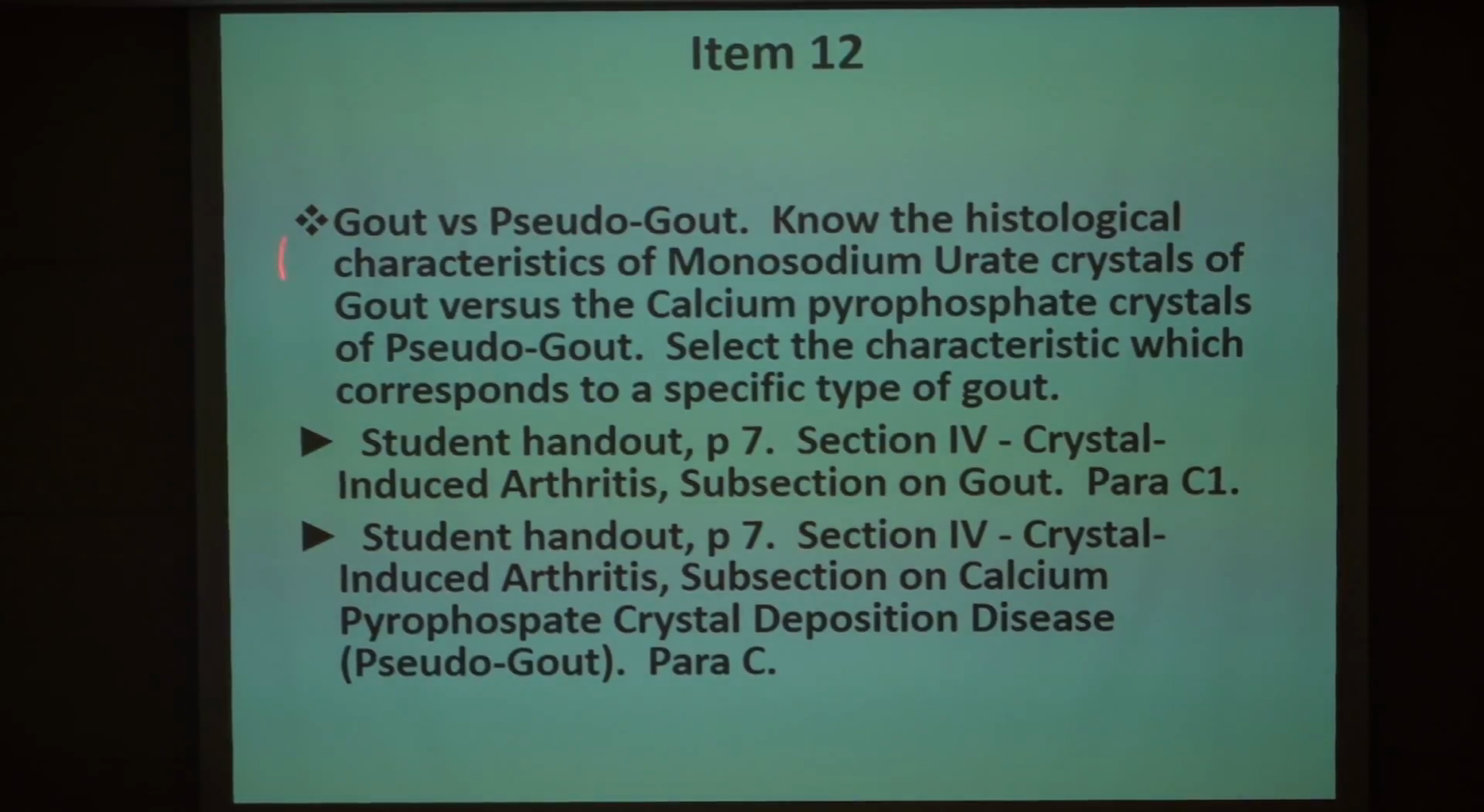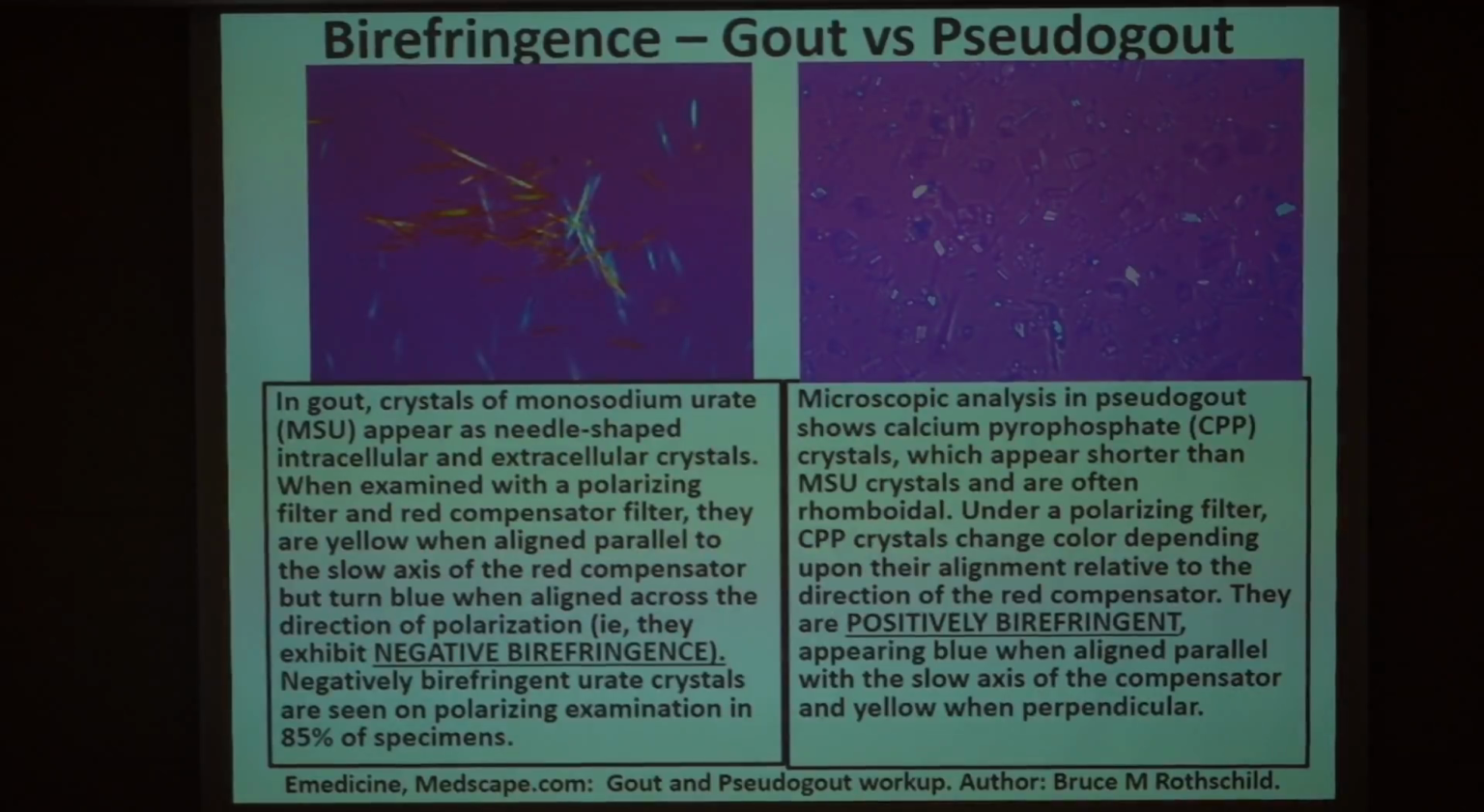Item 12, gout versus pseudogout. The two sections which I gave you here, if you read them, will describe what the crystals in gout are. They're sharp, needle-like, found in the cytoplasm of the neutrophils, and they're negatively birefringent. And then this section will talk to you about crystal-induced arthritis, specifically the subsection on calcium pyrophosphate crystal deposition, which is called pseudogout. And these are rhomboid. They tend to be pale blue in color. They tend to be positively birefringent.